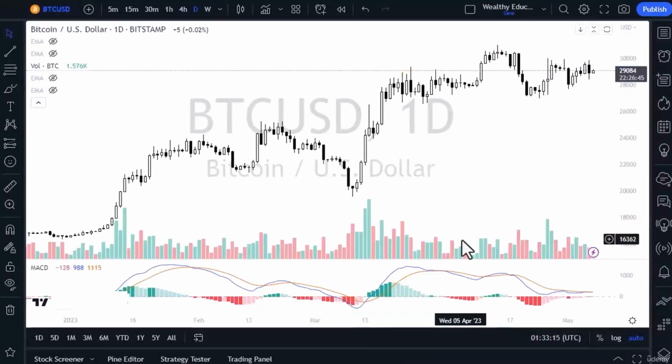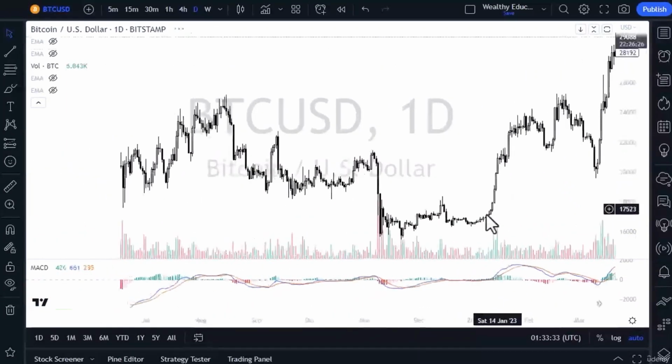The problem with divergence is it can go on longer than you anticipate. So typically, it just tells you that either it's time to get out if you've already bought Bitcoin, or that you need to keep your eyes open.